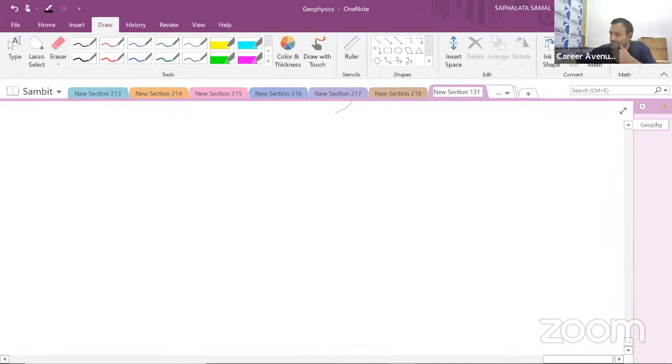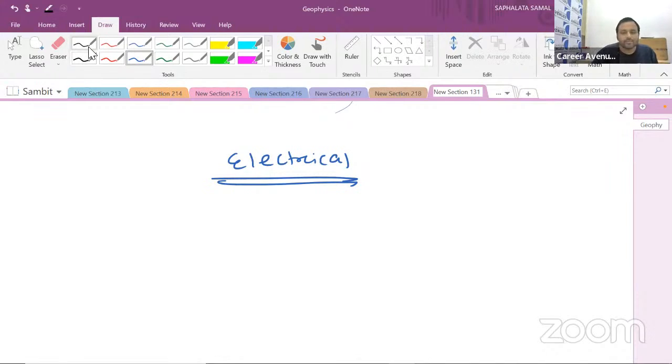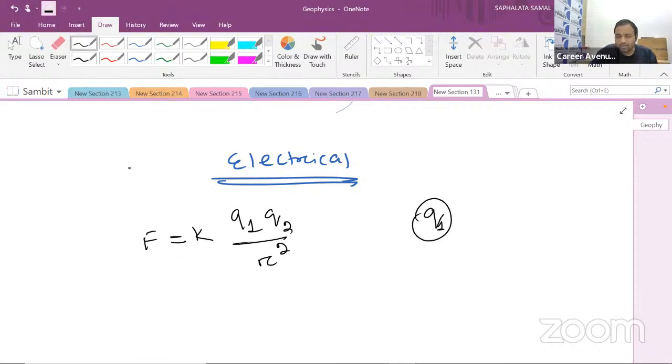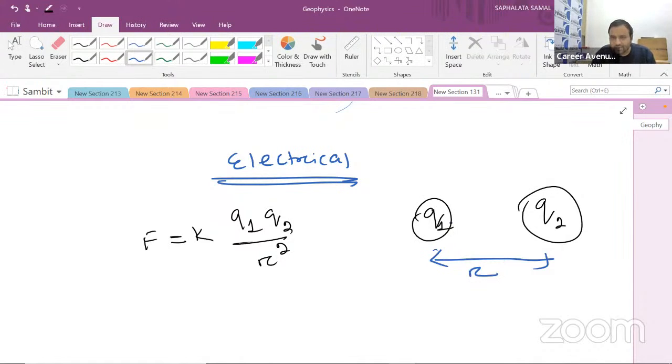Next, let's quickly move to the next chapter, that is the electrical chapter. Electrical chapter is based upon the law of electrostatics. There the law is equal to K Q1 Q2 by R square. Same, the inverse square law. Suppose we have a charge Q1, another charge Q2, separated by R distance. The force of attraction between them is K Q1 Q2 by R square.